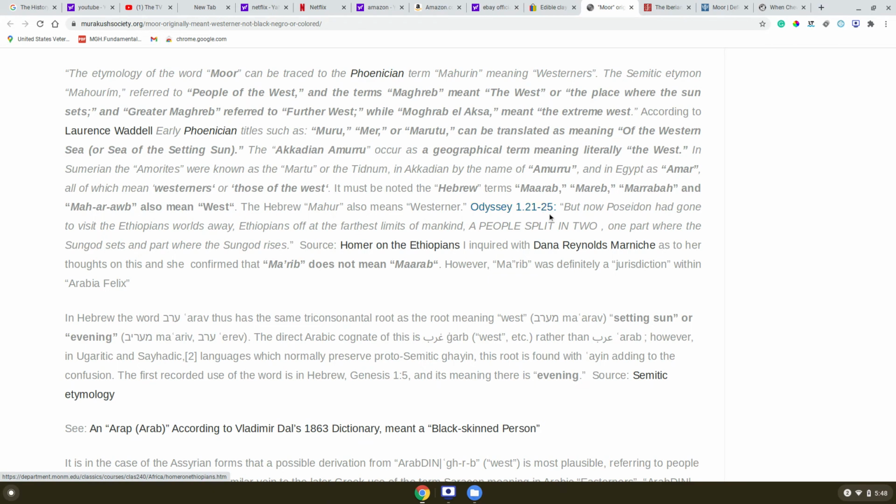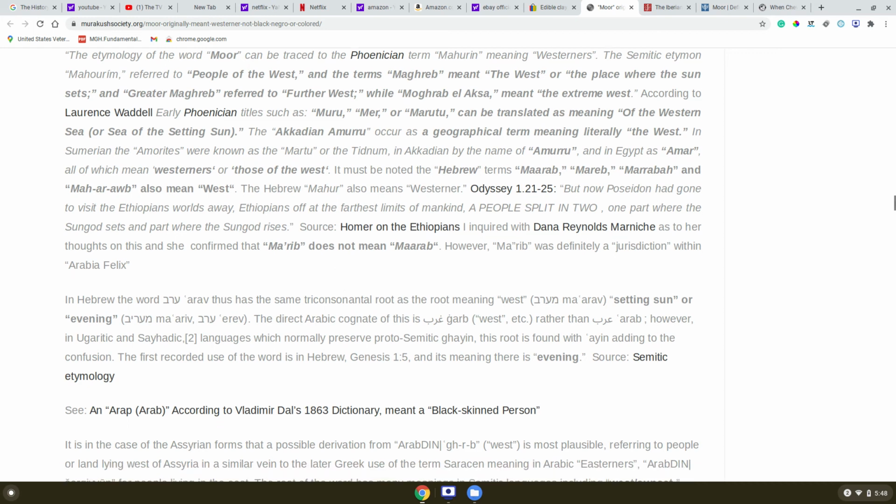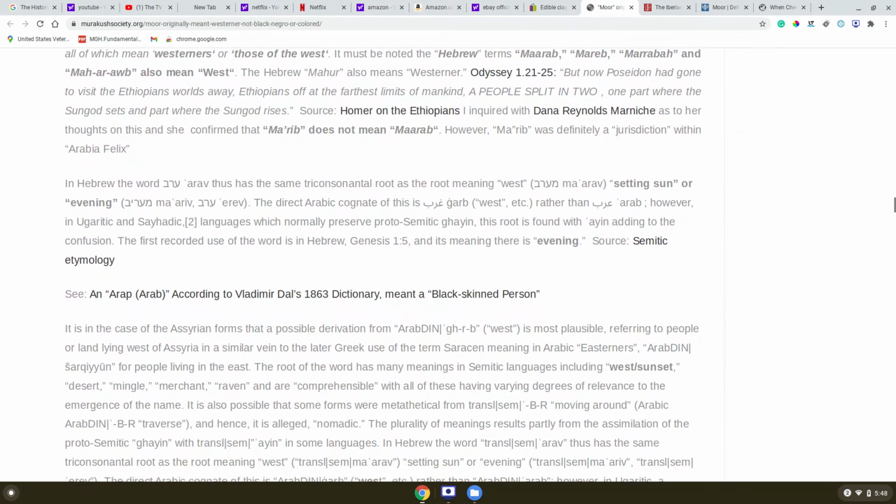And I guess this is from the Odyssey, and it says, "But now Poseidon had gone to visit the Ethiopians worlds away. Ethiopians off at the farthest limits of mankind. A people split in two." I'm not sure what this is talking about. "One part where the sun god sets and part where the sun god rises." Blasphemy. Homer on the Ethiopians. Okay. Let's skip the rest of that.